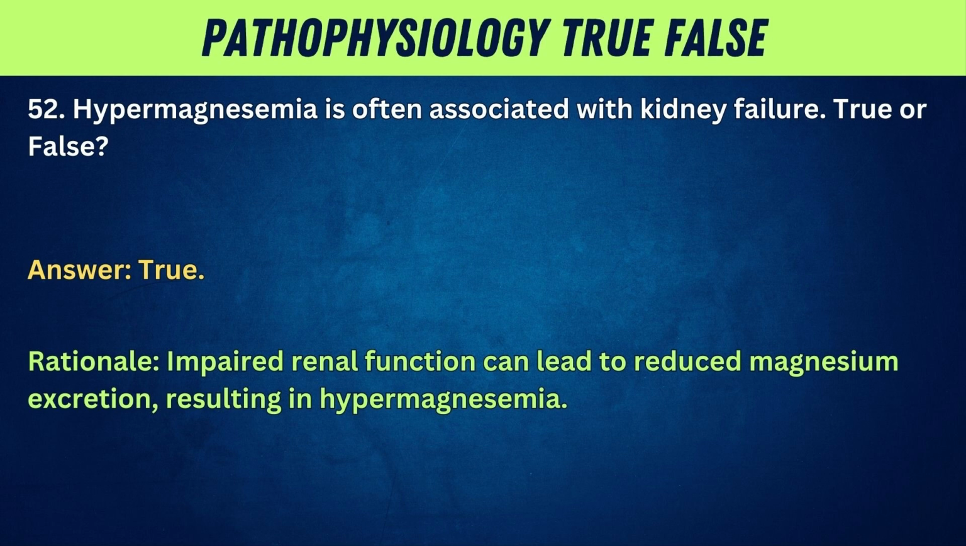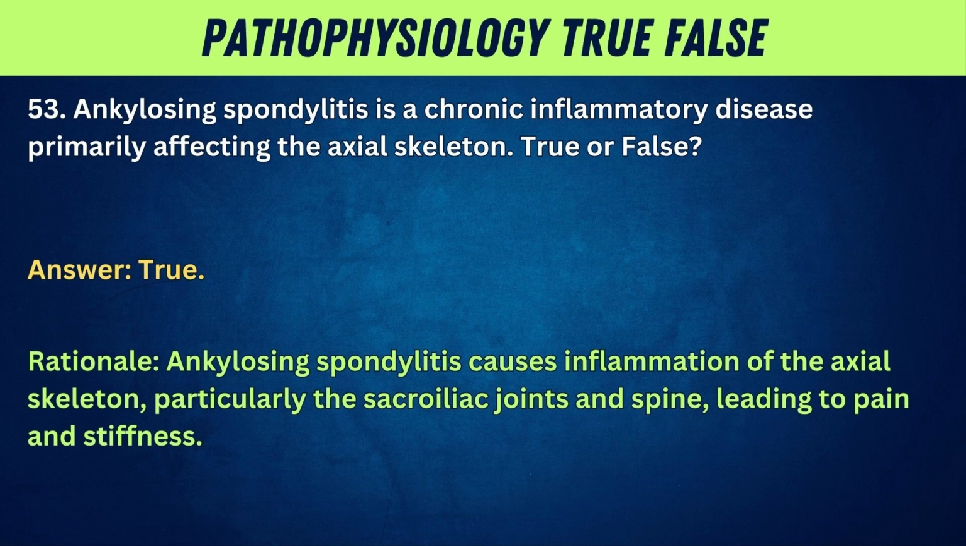True or false? Answer: true. Rationale: impaired renal function can lead to reduced magnesium excretion, resulting in hypermagnesemia. 53. Ankylosing spondylitis is a chronic inflammatory disease primarily affecting the axial skeleton. True or false? Answer: true. Rationale: ankylosing spondylitis causes inflammation of the axial skeleton, particularly the sacroiliac joints and spine, leading to pain and stiffness.